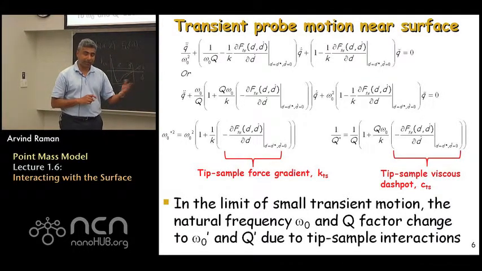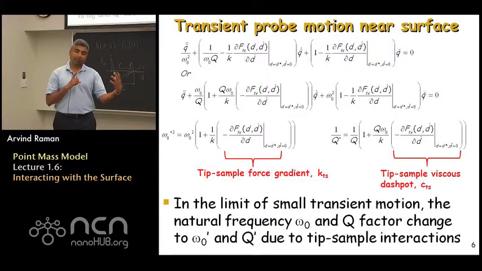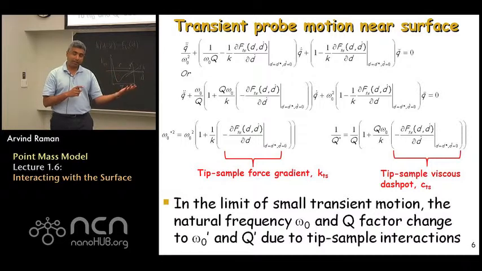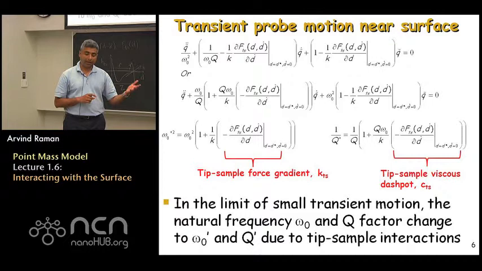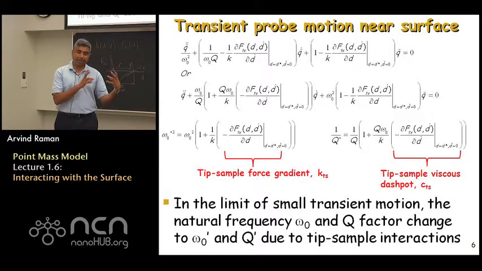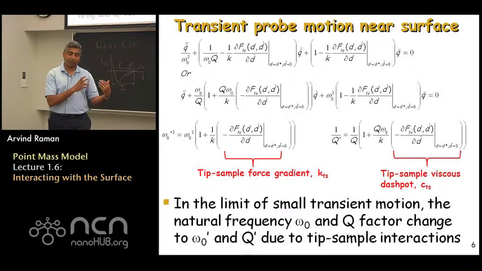On the right hand side of the equation, we look at the term that multiplies the Q tilde dot, and we're able to derive an expression for the new effective Q factor, Q prime, as shown by this equation. Again, we find that there is an additional term for the tip-sample dissipative forces, which is partial F partial tip velocity, evaluated at the equilibrium or static position of the tip, and is called the tip-sample viscous dashpot.